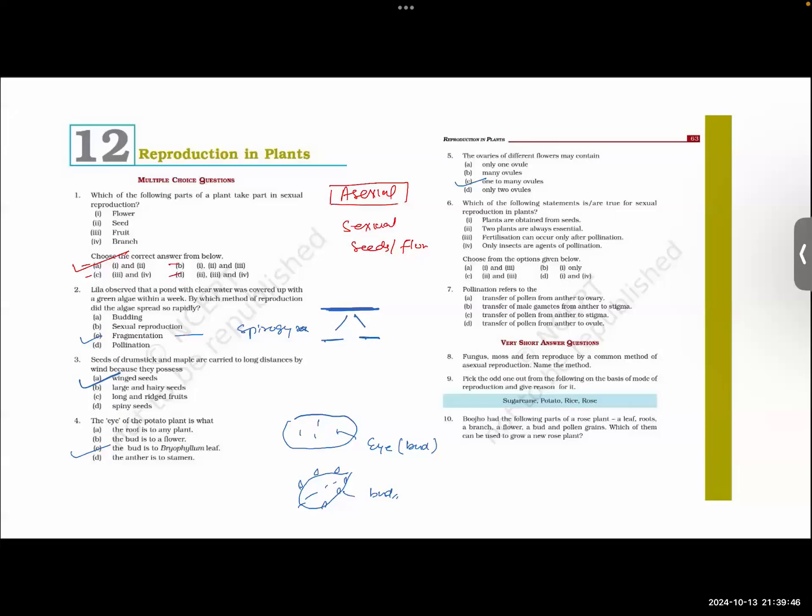Two plants are always essential. Fertilization only after pollination. The insects are agents of pollination.